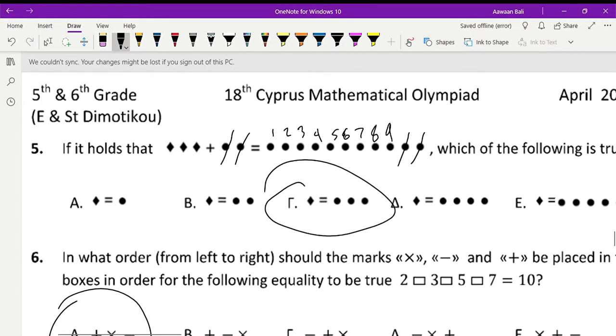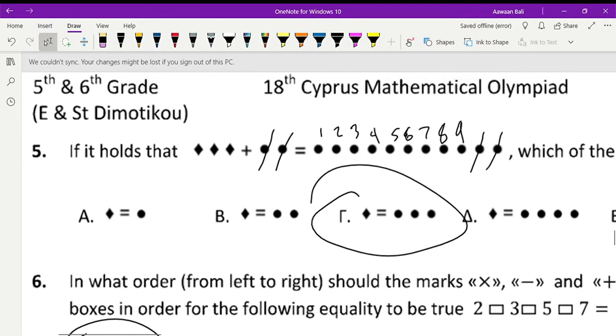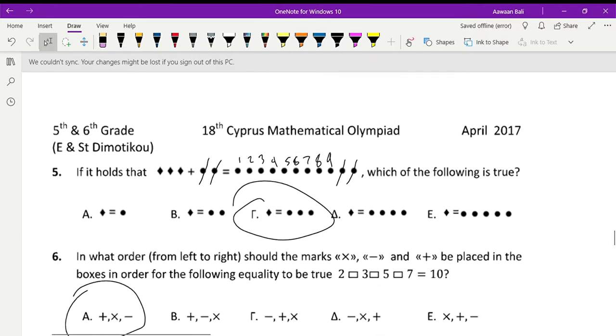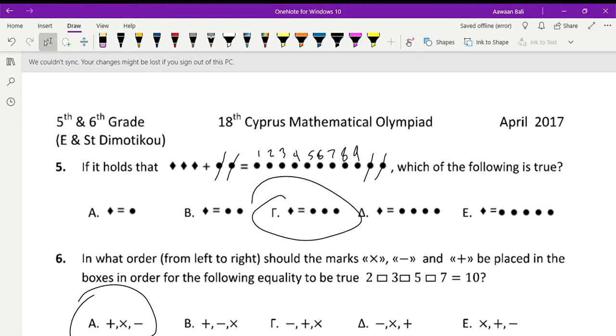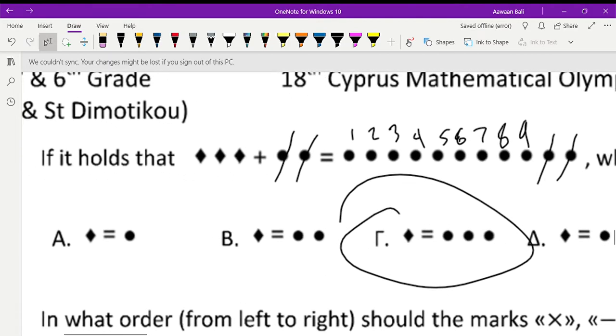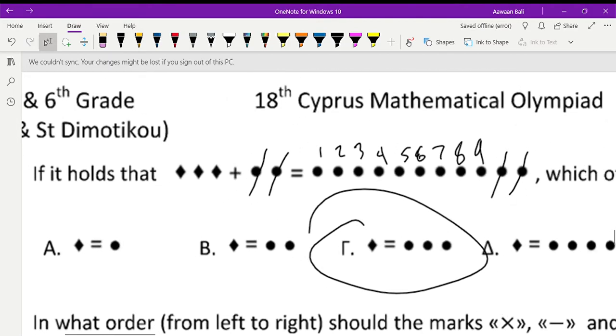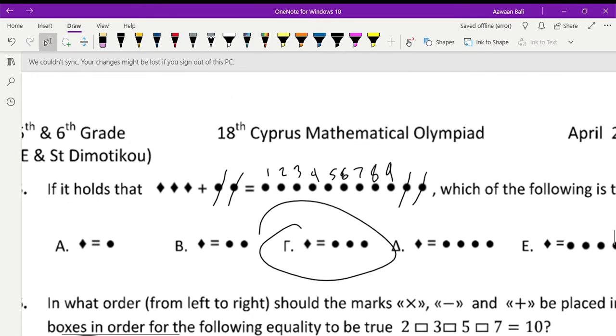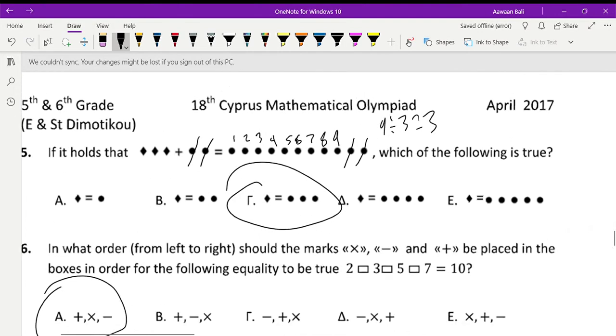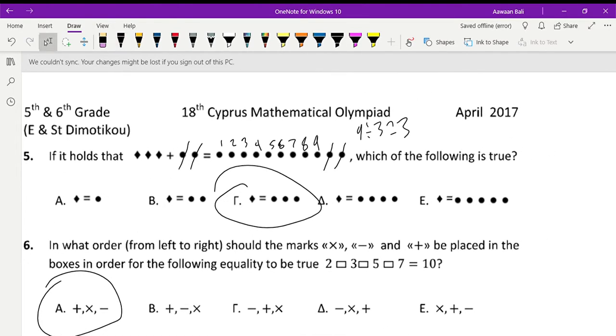Okay. So now when we're doing that, it has to say which of the following is true, and basically it's asking how much is a diamond. So you divide both sides by 3 to find a diamond, since these are both divisible by 3 and there's 3 diamonds here, and we're trying to find 1 diamond, so you divide by 3. So 9 divided by 3 is 3, and then 3 divided by 3 is 1, obviously. So 1 diamond is equal to 3 circles, thus the answer is gamma.